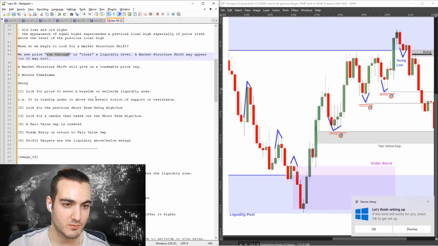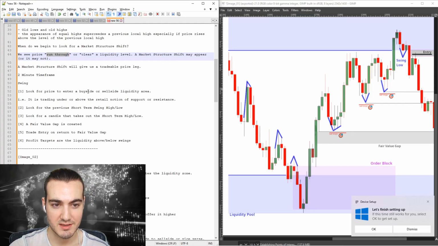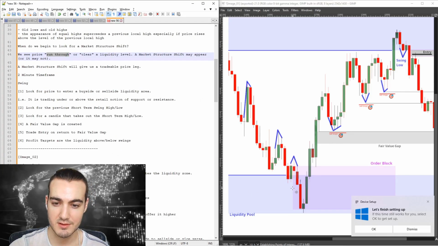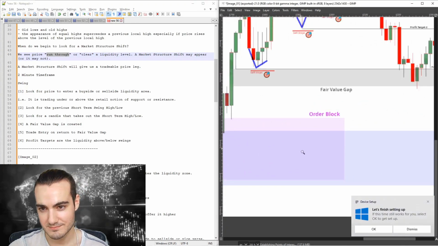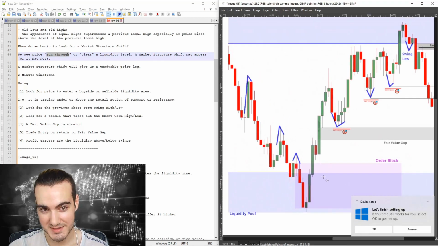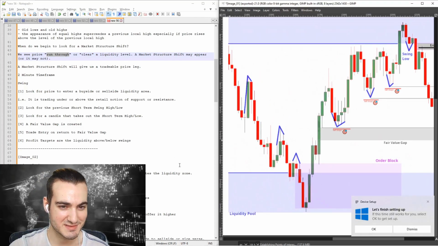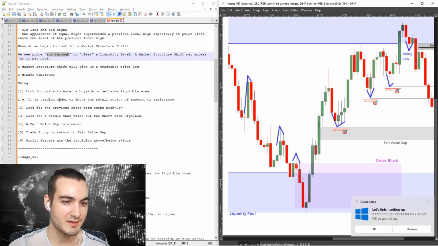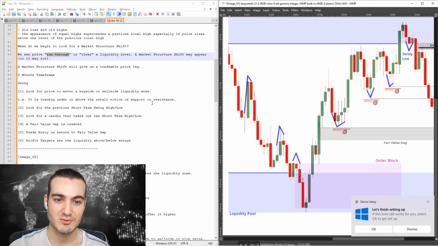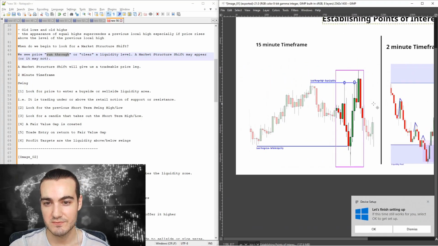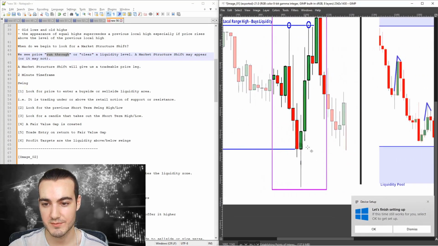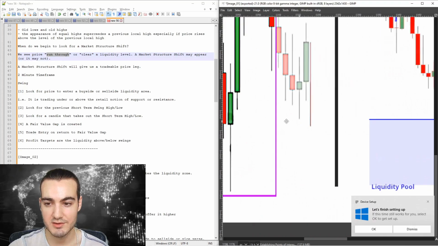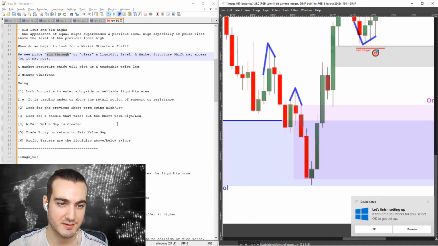Okay, 1, look for price to enter a buy-side or sell-side liquidity area. That would be down here. So this would be our buy-side liquidity area, if I'm not mistaken. I.e., it is trading above or under the retail notion of support or resistance. So for the retail trader, this would have been resistance and this would have been support. And at this point, we are trading under it here in this area.